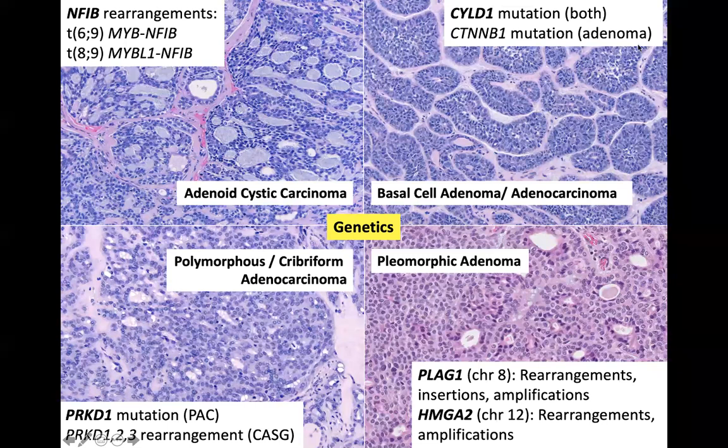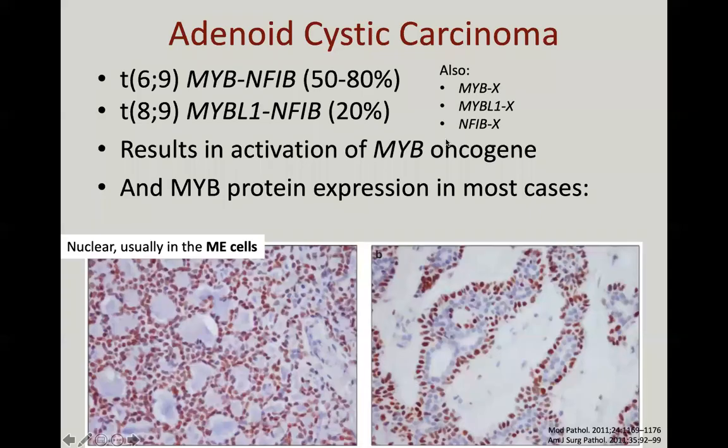So here we have the genetics of all 4 tumors, with adenoid cystic being common to have NFIB rearrangements, either with MYB or MYBL1. Pleomorphic adenoma having PLAG1, the pleomorphic adenoma gene, rearrangements, followed by HMGA2. Polymorphous and cribriform adenocarcinomas have problems with the PRKD gene family, whether that be mutations or rearrangements. And basal cell neoplasms have CYLD or beta-catenin mutations, depending on whether they're an adenoma or a carcinoma.